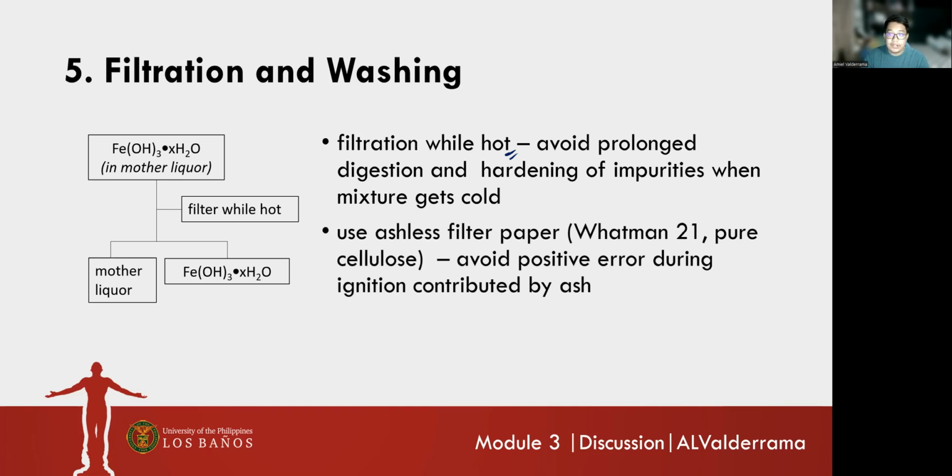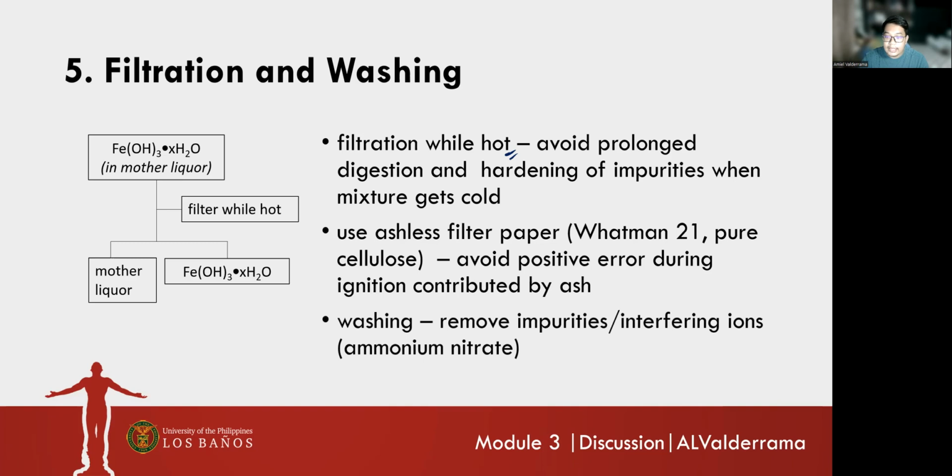Also, why do we use ashless filter paper? Since we have to avoid the positive error during ignition contributed by the ash. Okay? Since the last step of our procedure is ignition before weighing the sample, the ash present in your ignited sample must come 100% from your sample itself. If you use a filter paper that is not ashless, there is a contributory ash from the filter paper which we cannot account for. Okay? That's why during the filtration part, we will be using ashless filter paper.